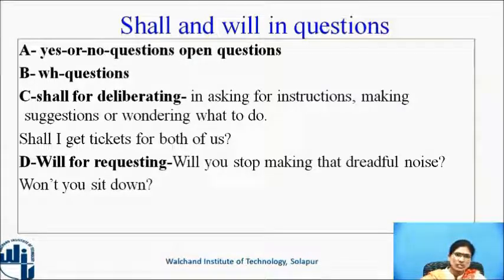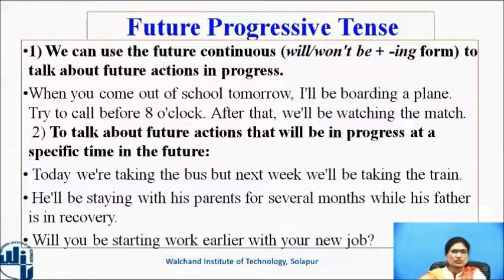For example, shall I get tickets for both of us? Will is used for requesting. For example, will you stop making that dreadful noise? Future progressive tense. We can use the future progressive tense or future continuous tense to talk about future actions in progress. For example, when you come out of school tomorrow, I will be boarding a plane.